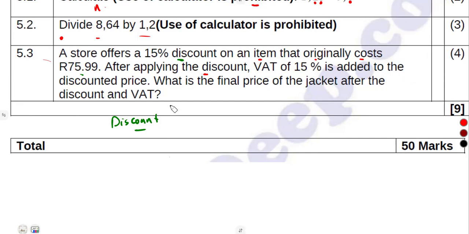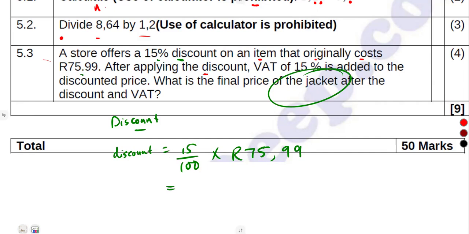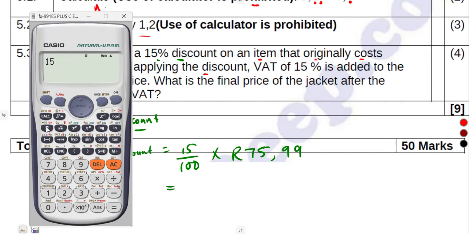Or you can use the discount straight. Our discount here is what? 15% of the original price, 15 over 100 of the original price, 75.99. So this is our discount. Here we are not told about the calculator being prohibited, so you can use our calculator here. 15 over 100 times the original price, 75.99. So this is what you're going to have.